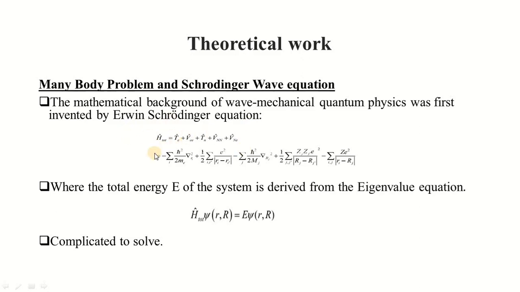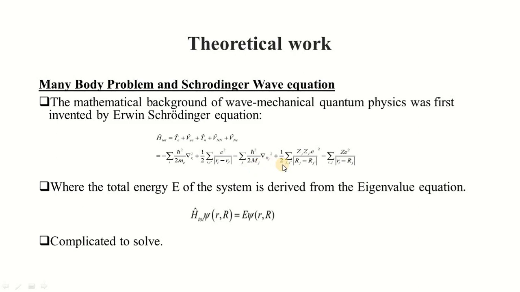When we expand this Hamiltonian, we get minus summation ħ² ∇² divided by 2m, and this mass is the mass of the electron because this is the kinetic energy of the electron, plus the potential energy between two electrons, represented by half summation e² divided by mod of r_i minus r_i prime, minus the kinetic energy of the nucleus, represented by minus summation ħ² ∇² divided by 2M_j. This M is the mass of the nucleus, represented by capital M.